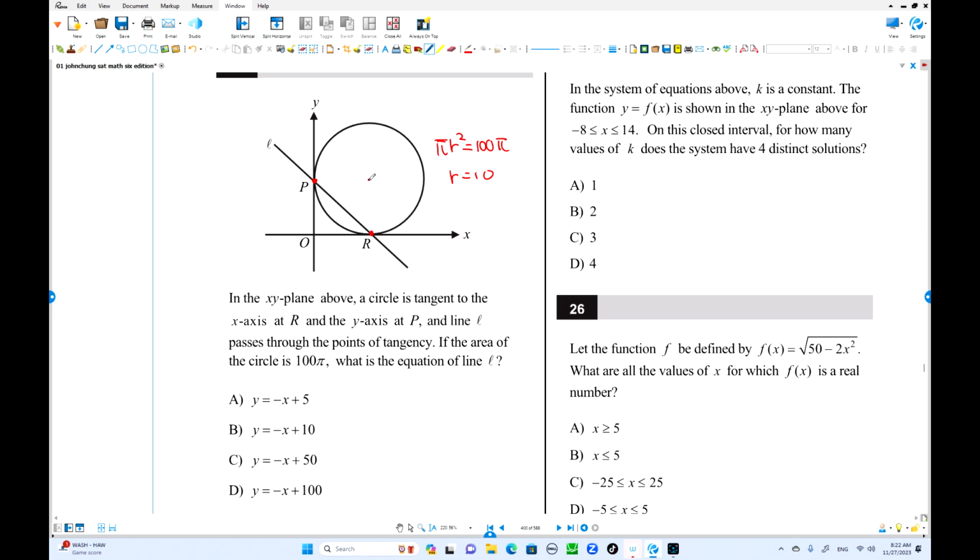The tangent is perpendicular from here, right? So this is 10, and the other is also 10. Same thing, this is 10. It's a negative slope, right? The slope is negative 10 over 10, so negative 1. So it's negative x, and the y-intercept is 10. Choice B is the answer.